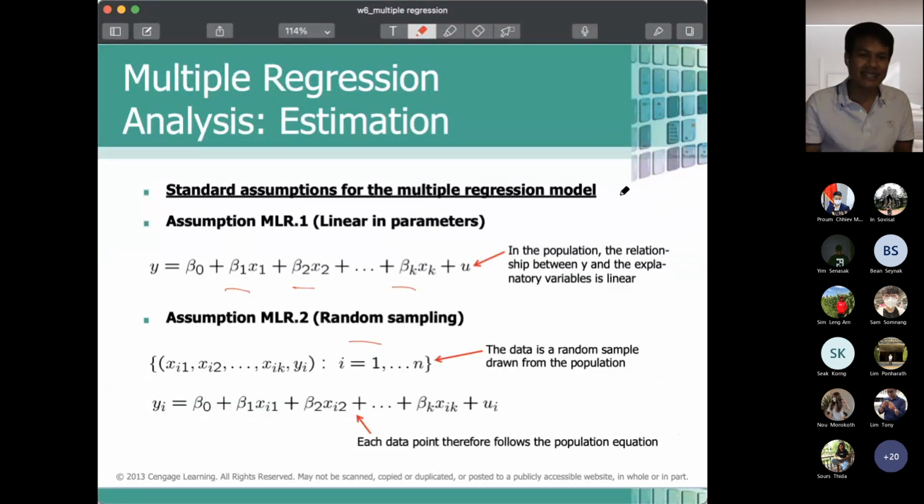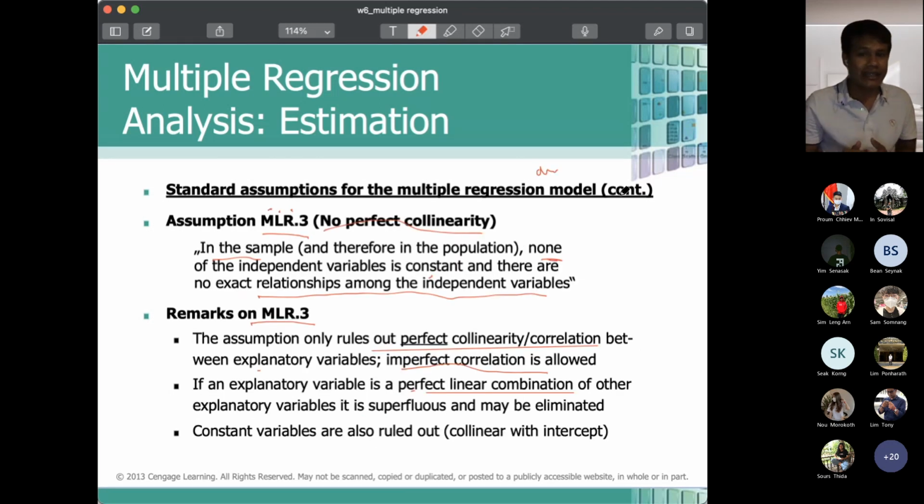Again, we then discussed the 4 assumptions, but unlike simple linear regression, the 4 assumptions in multiple linear regression are slightly different. We still have the same assumption 1 and assumption 2, which are linear in parameters and random sampling, but assumption number 3 is something different from simple linear regression. Assumption number 3 is no perfect collinearity. When we have multiple independent variables, we need to make sure that all included independent variables are not perfectly correlated.